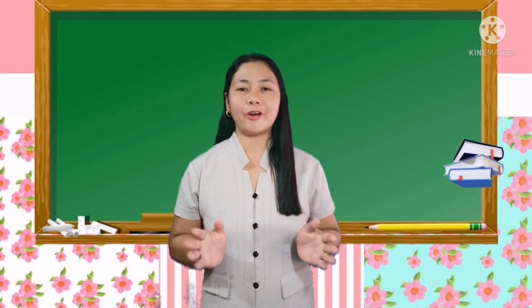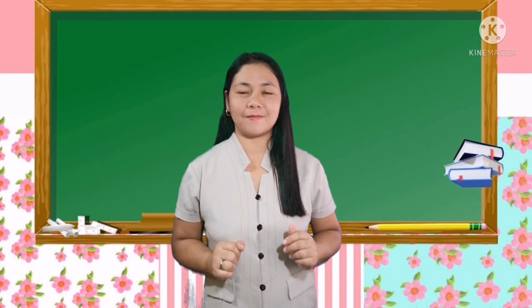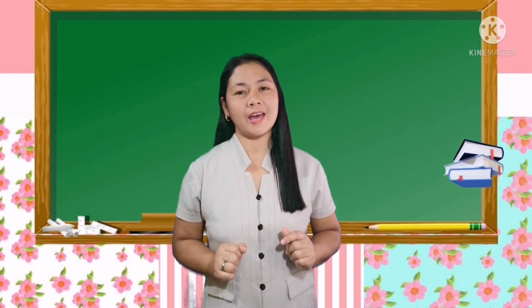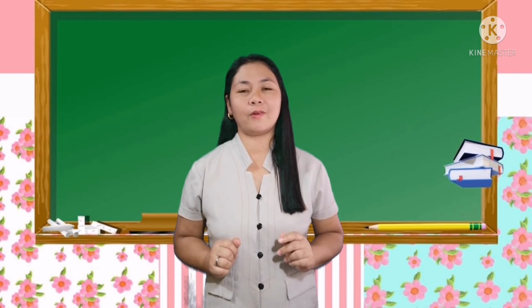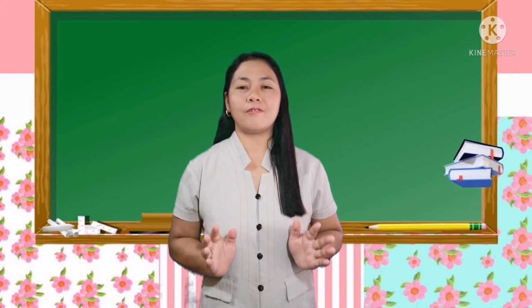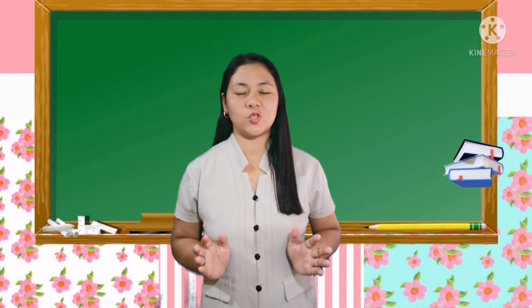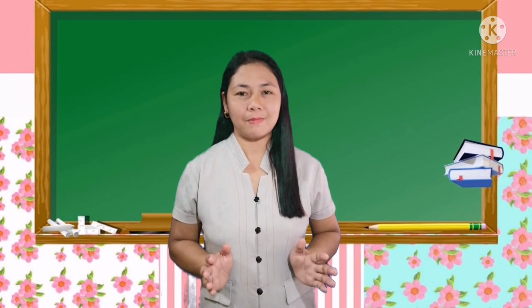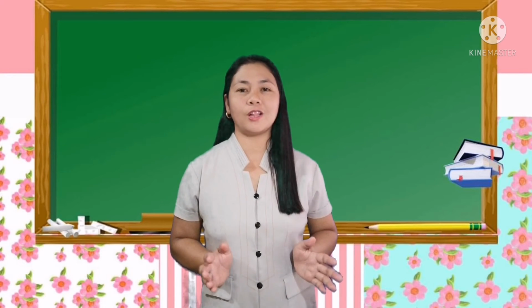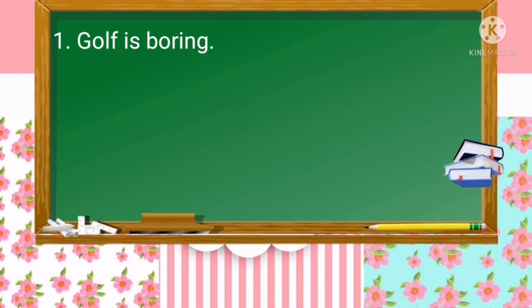Let us have another activity. Your first activity is to distinguish facts from opinion. So all you have to do now is, in your paper, write fact or opinion in each number. Then, after I show you the statement, you have to encircle your answer.